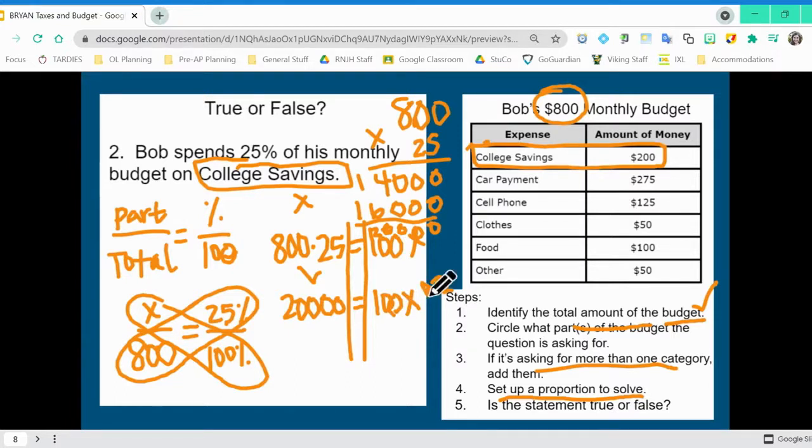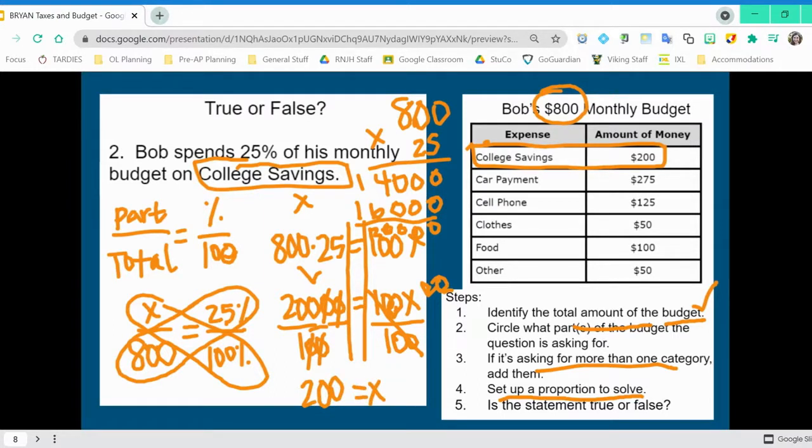Next, we want to find what x is. So this 100x means 100 times x. And the opposite of multiplying is dividing. So we're going to divide by 100. Whatever you do to one side, you have to do to the other. So I'm going to divide by 100 on the other side. I can take off 2 zeros here and 2 zeros here, which leaves us with 200 over 1. And that simplifies to be 200 is equal to x.